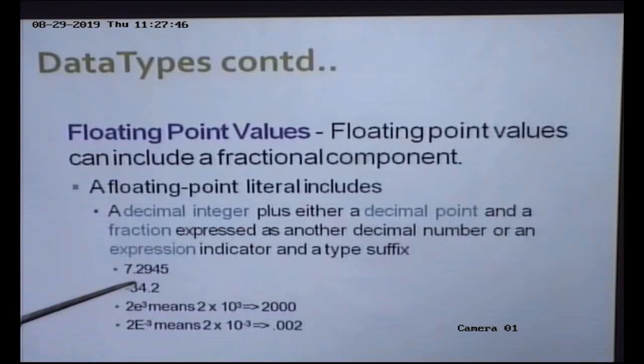This kind of value represents a floating point value because it includes the fractional component. Okay, see here, here we have a decimal integer plus decimal point and the fraction part. And we can also include an exponential part in the floating point value. Exponent e power 3 and e power minus 3. So these are the examples for floating point values.